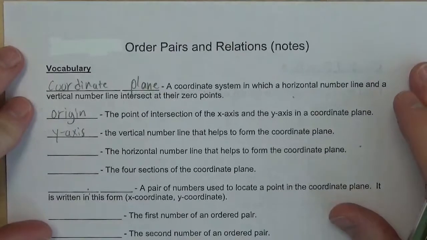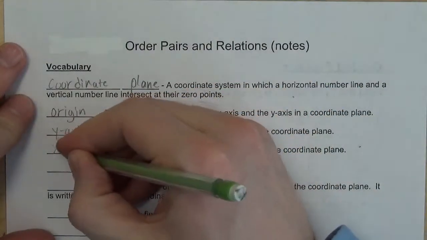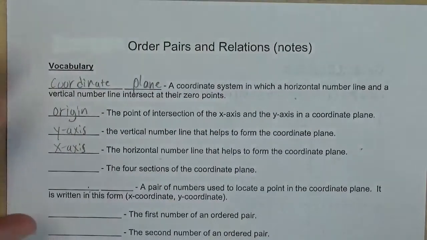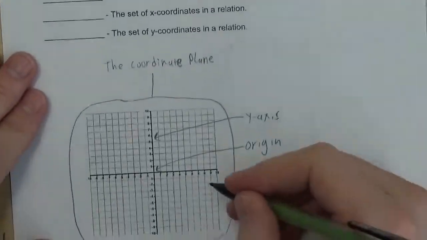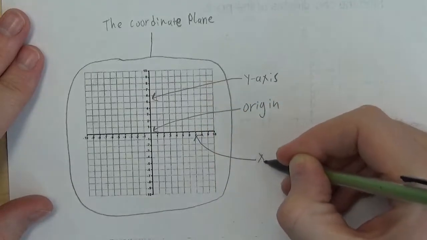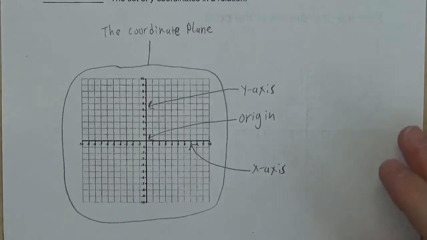Okay, the next term is the horizontal number line that helps to form the coordinate plane. So the one that goes side to side here, that's going to be the x-axis. So we can write that in. And let's do this from underneath here. Go ahead and point to that x-axis. Okay.